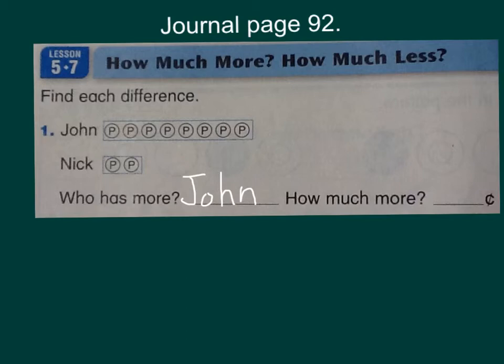And now again, in order to figure out how much more, we should be drawing some lines. Your journal page should have some lines that connected it like that. And then you should draw a circle around what's left over to find out how much more. And then you should have counted that. 1, 2, 3, 4, 5, 6. So boys and girls, go ahead and check your answer and see if that's what you had for number 1.